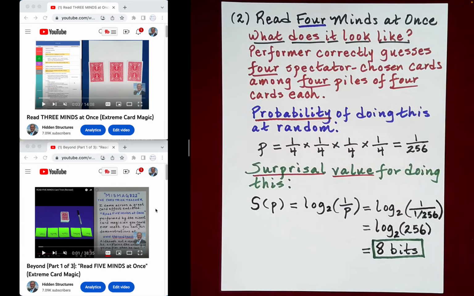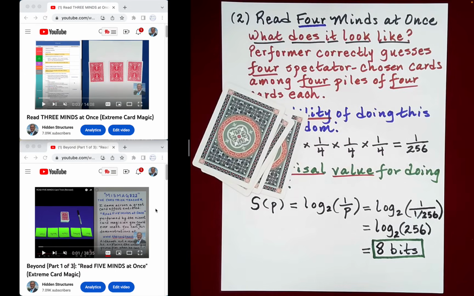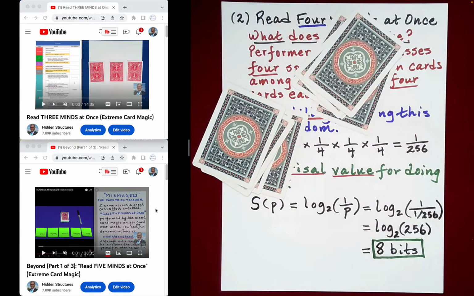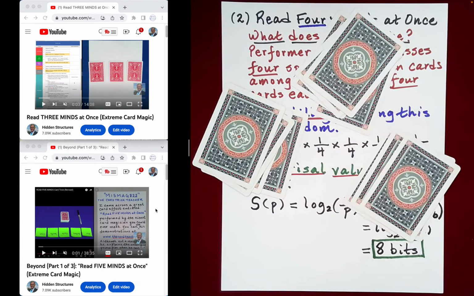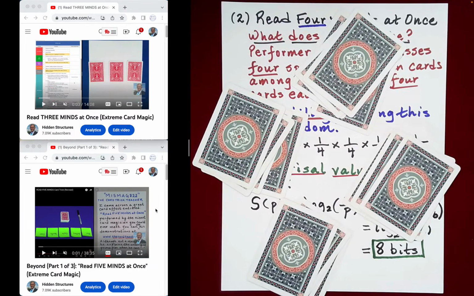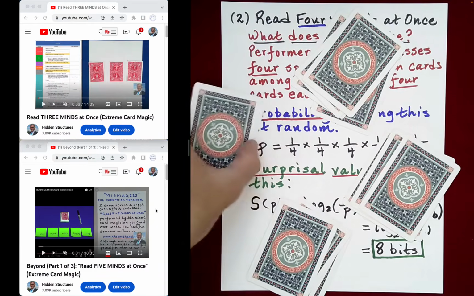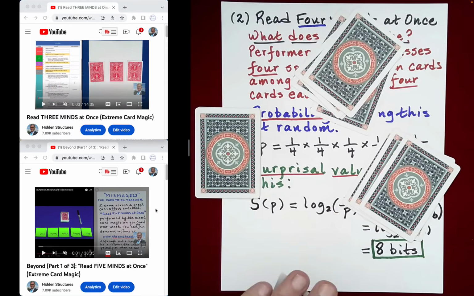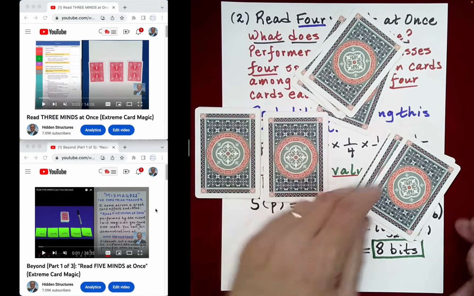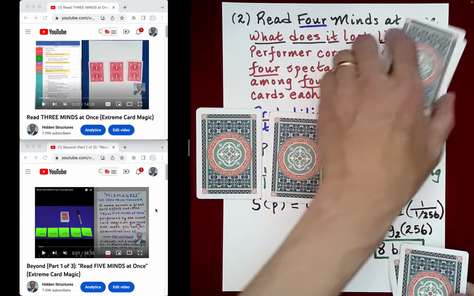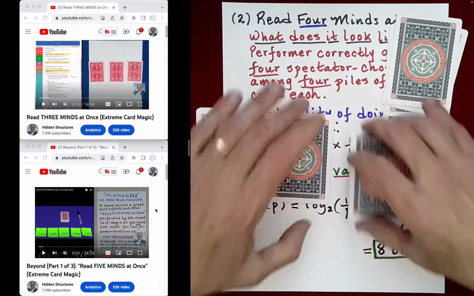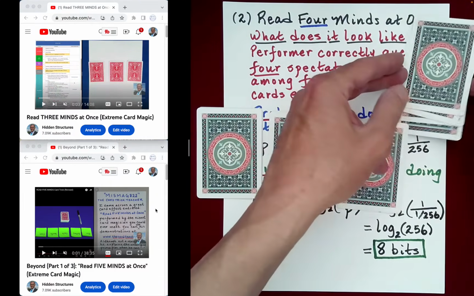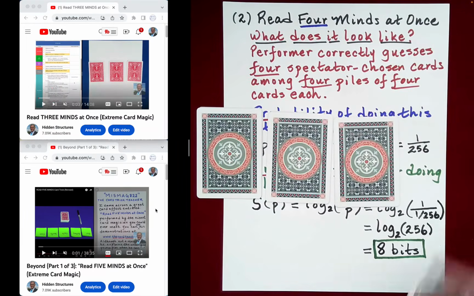So what we're doing here is essentially the same thing that we just did, but now we're going to have 4 piles of 4 cards each. So there we go. There's 4 there, 4 here, and 4 here. And then these are random. These can be randomly dealt to the table by the spectator. That's the important thing. There's no setup to this at all. There's no trickery with the cards in any way. The spectator is freely choosing these cards, okay? So as the performer, I have no idea what these cards are, okay?